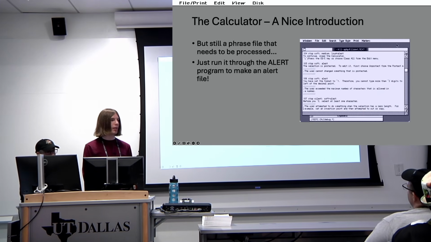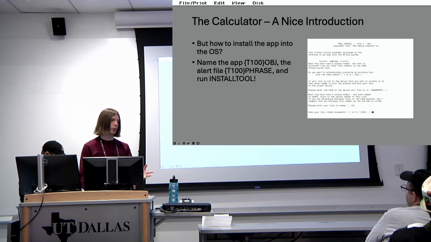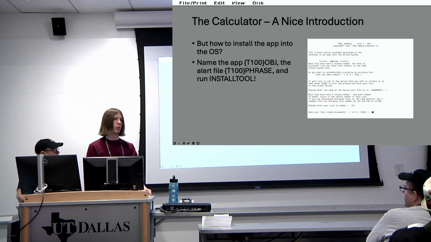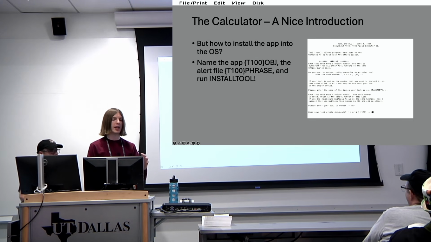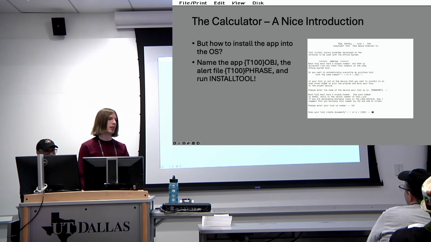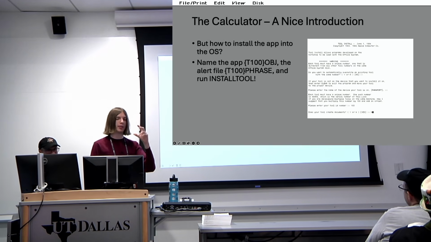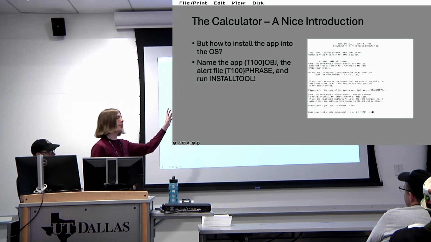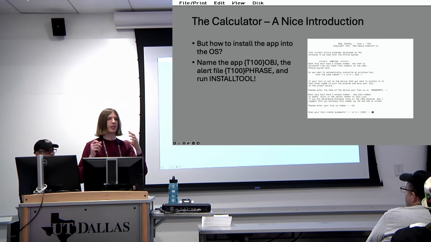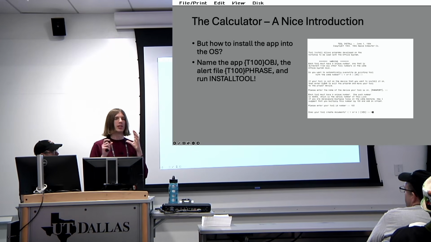And now we actually have to figure out how to install the application into the operating system. We can't just put it on the disk somewhere, because files that show up in the workshop don't actually show up in the graphical Lisa OS by default. You have to make them show up. We do that using something called install tool, which will make catalog entries on the desktop for these applications. And you have to give them very specific names too. You have to call them T some number obj for the object code file of the app itself, and then T some number, the same number of course, phrase for the phrase file.